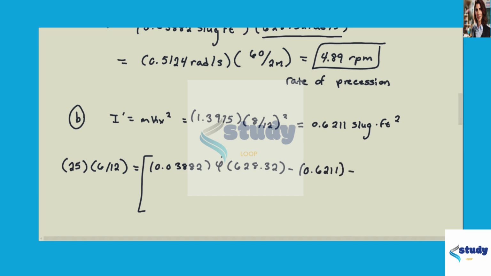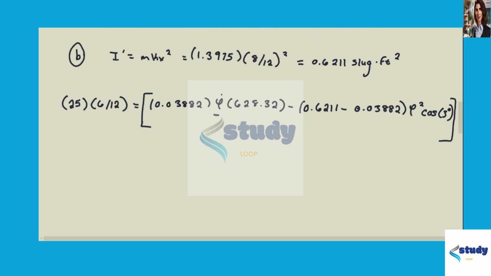0.6211 minus, oops. Let me fix that. There we go. Minus 0.03882 times phi squared times cosine of 3 degrees. There we go. And we don't need to make that big. There we go. Okay, so you can obviously tell that we're trying to solve for this little guy, the phi.